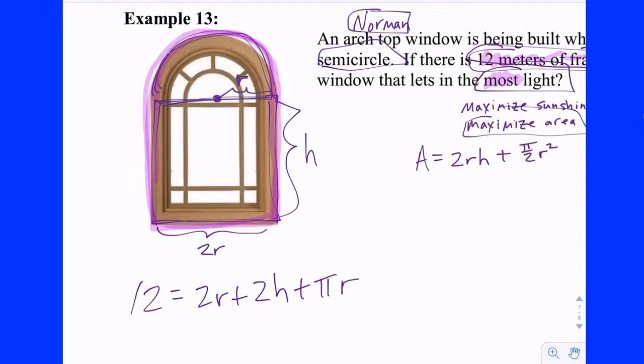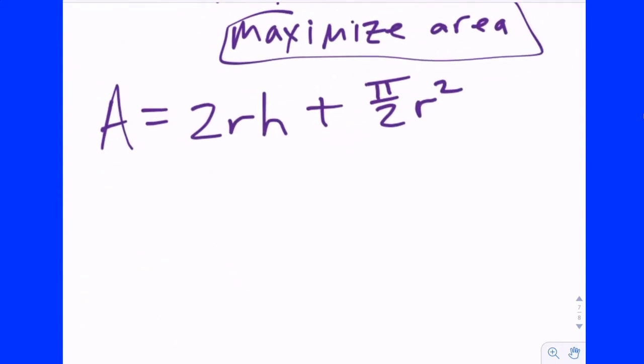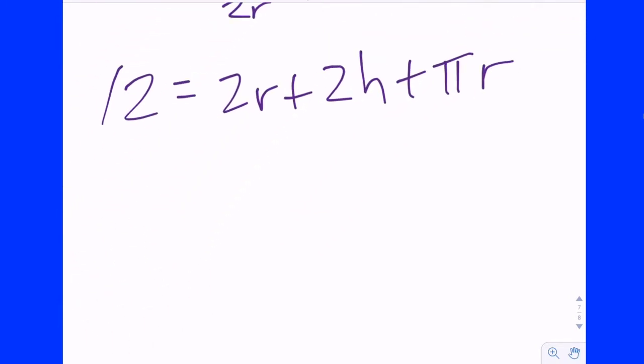Good. Now, we can solve that equation for either h or r. It doesn't really matter. But whatever we do, we're going to plug it into the other one. Which one over here would you rather plug into, h or r? I would rather substitute h, because I don't want to have to plug in two different places, and certainly I don't want to square something after I plugged in. So that's going to guide my reasoning over here.